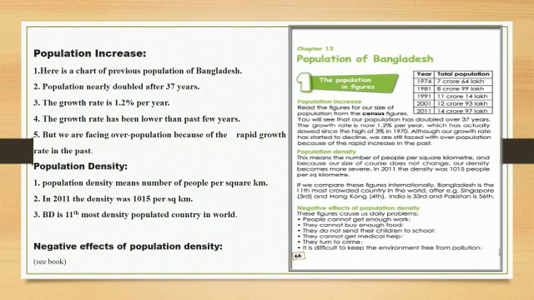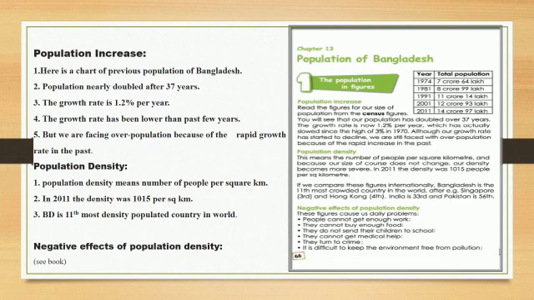So let's move on to the next point, which is population density. So first we have to know what is population density. So population density is the number of people living per square kilometer. So in Bangladesh, according to the record of 2011, the density is 1015 per square kilometer, and Bangladesh is the 11th most densely populated country in the world.